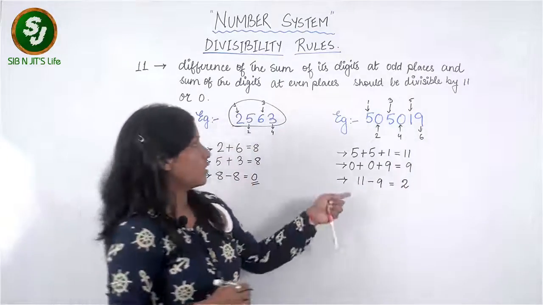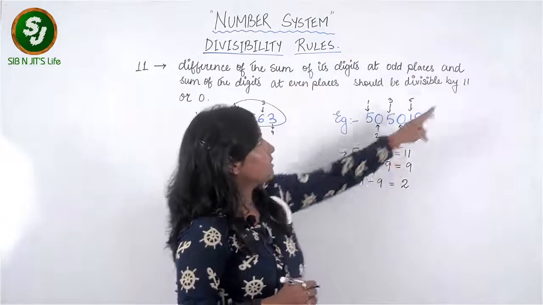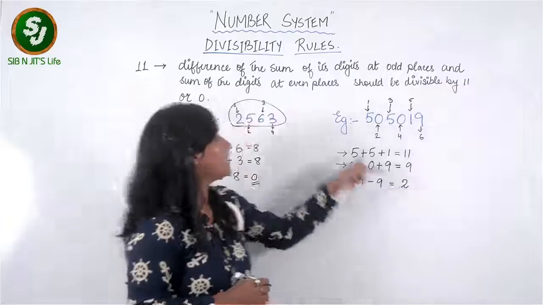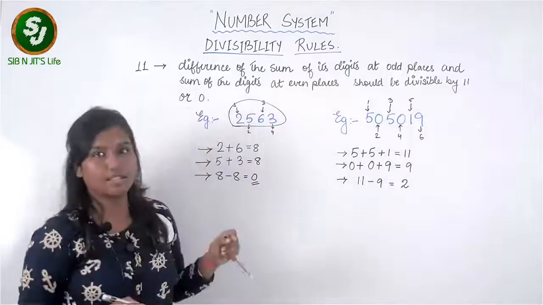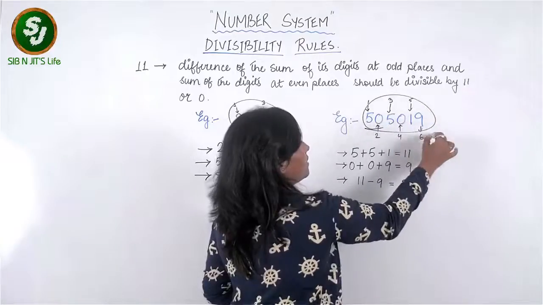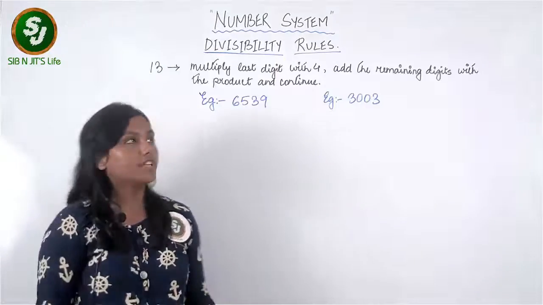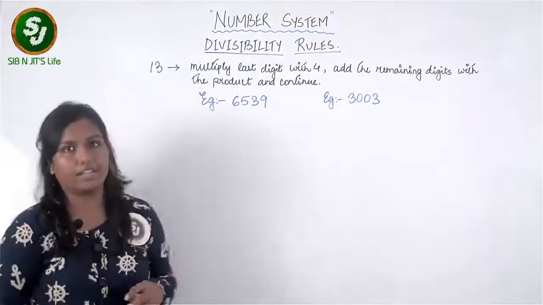Okay. So what is the resultant? Which is 2. Now 2 is neither divisible by 11 nor is it resulting in a 0. So that means this number is not divisible by 11. Okay friends, now let's see the case for 13.